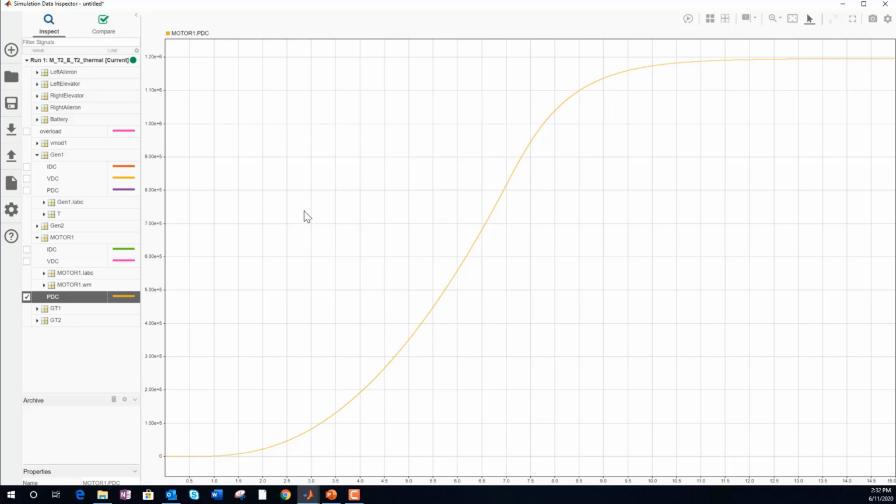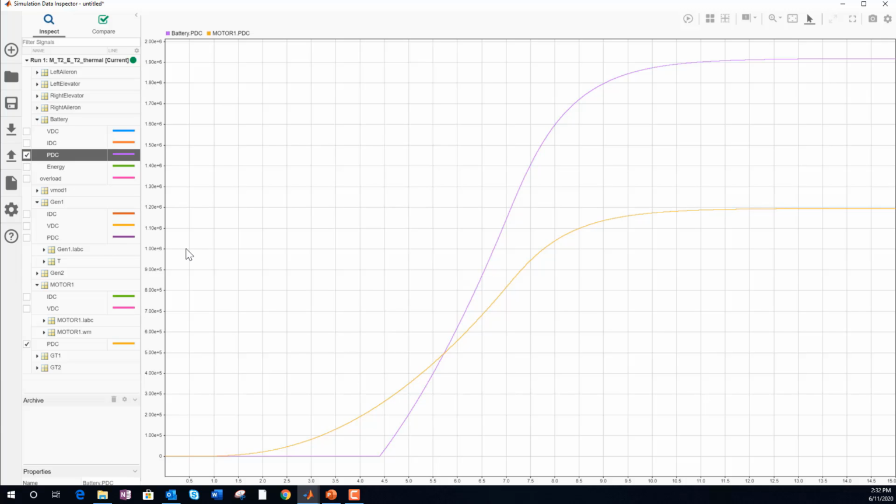We'll leave that up and take a look at the battery. You see the battery here is ramping up its power. It's going to about 1.9 megawatts in this particular case. The numbers are a little bit contrived here, but you may be wondering why the battery power is more than the motor. Well, it's because there are two motors, two electric turbines, and so we're seeing the battery power as a consequence of that.